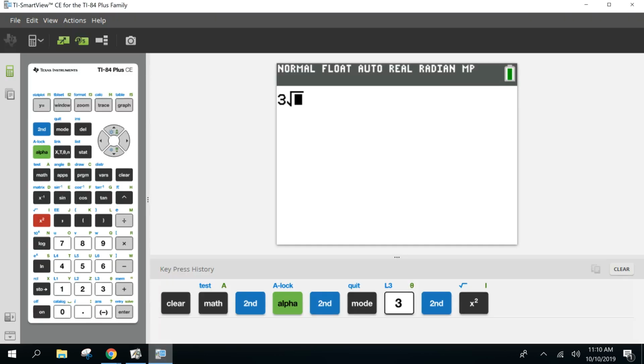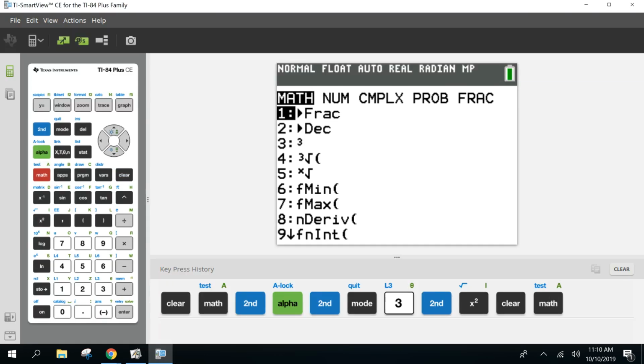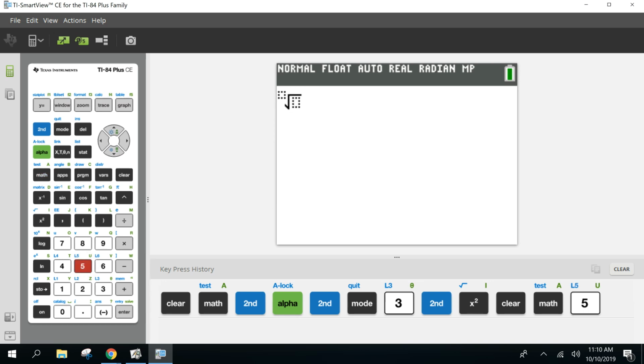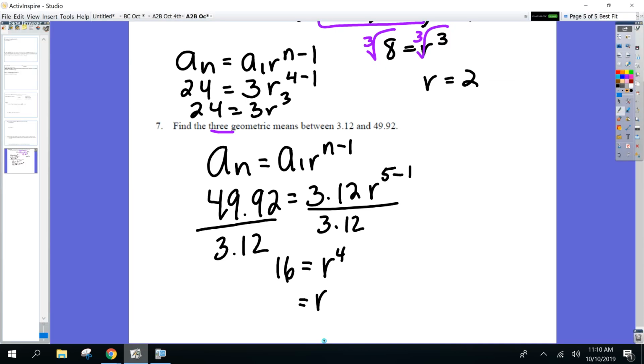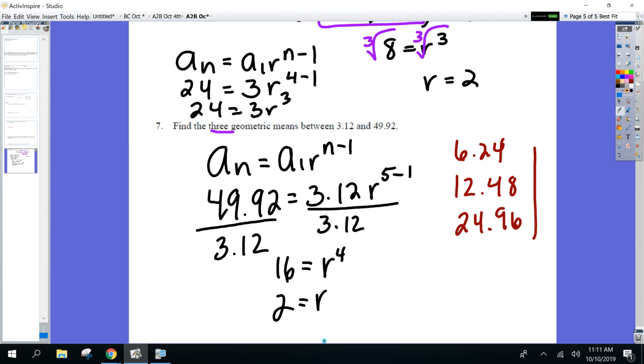Calculator now. Most of your calculators, when you hit math, and my choice is number 5, it has you fill it in. If you don't have that option of filling it in, you hit the 4 first, and then that option. All right, 4th root of 16, right? 2 again. So your R value is 2. So those other numbers in between should have been 6.24. What else you got? 12.48, and finally 24.96.